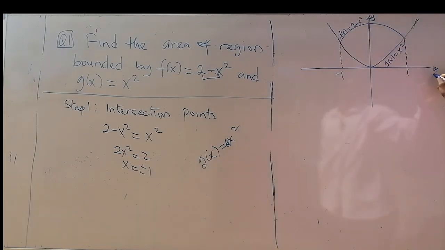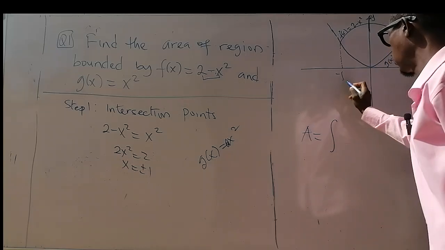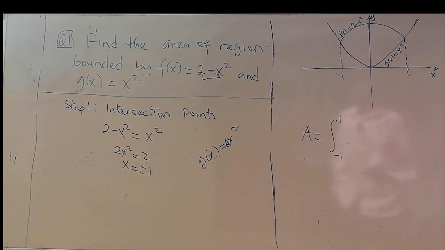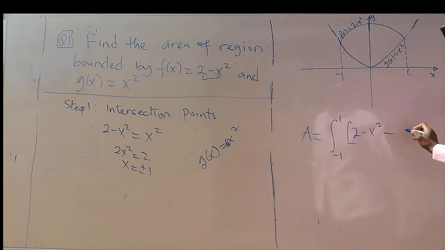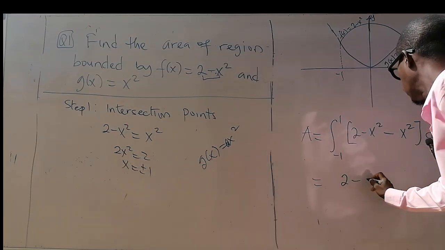Indicate your y-axis, indicate your x-axis. In finding the area now, it's going to be the integral from minus 1, the lower limit, to 1. Check the graph: which one is on top, which one is below? The one on top is the cap shape, 2 minus x squared, then minus the one below, x squared, dx. So the upper curve minus the lower curve. That gives us 2 minus 2x squared.